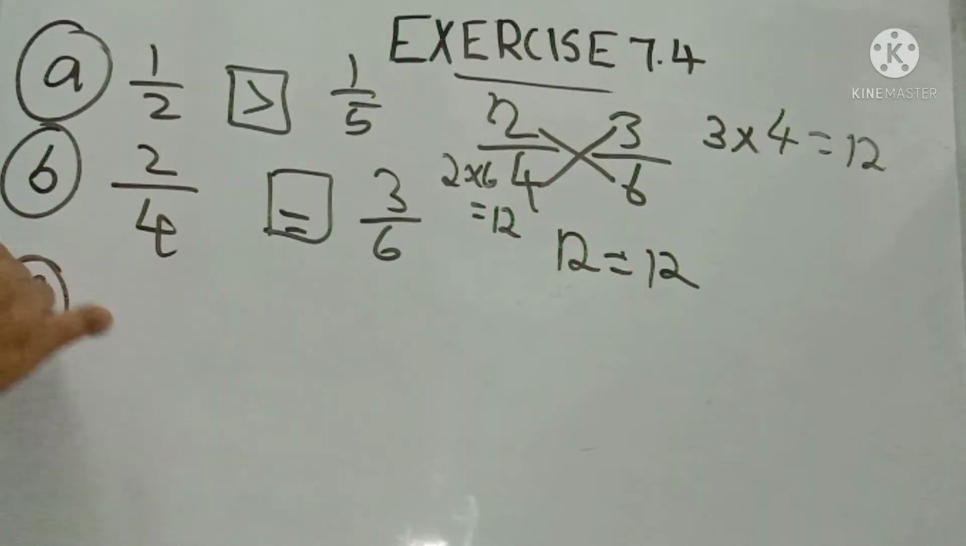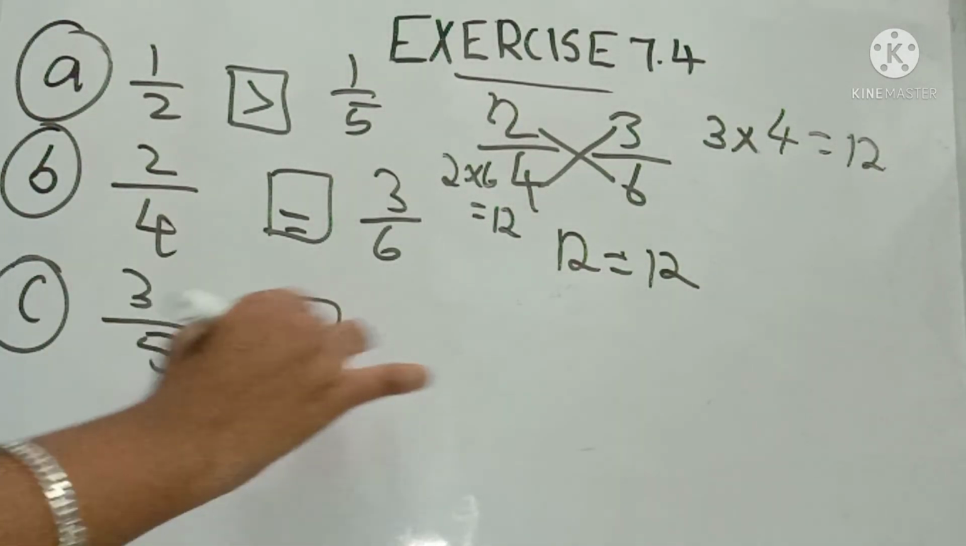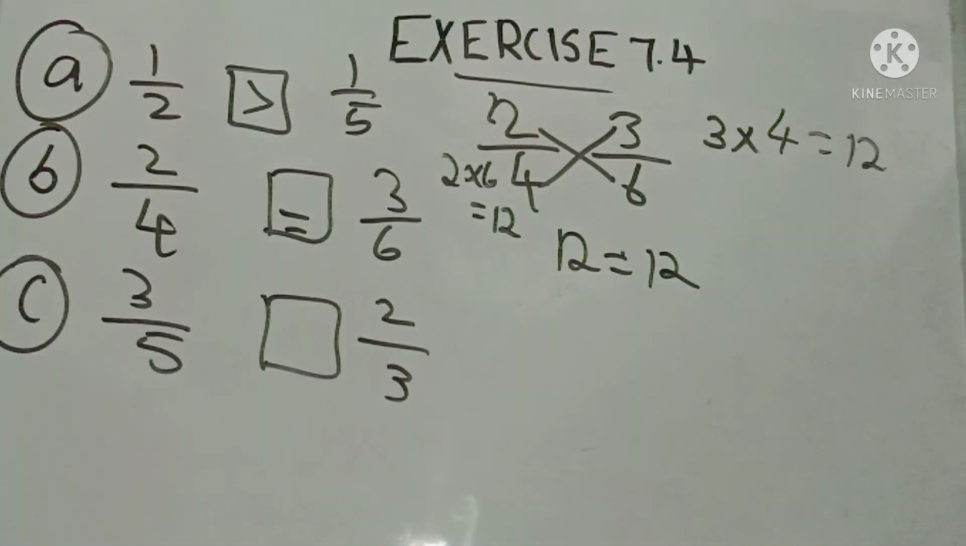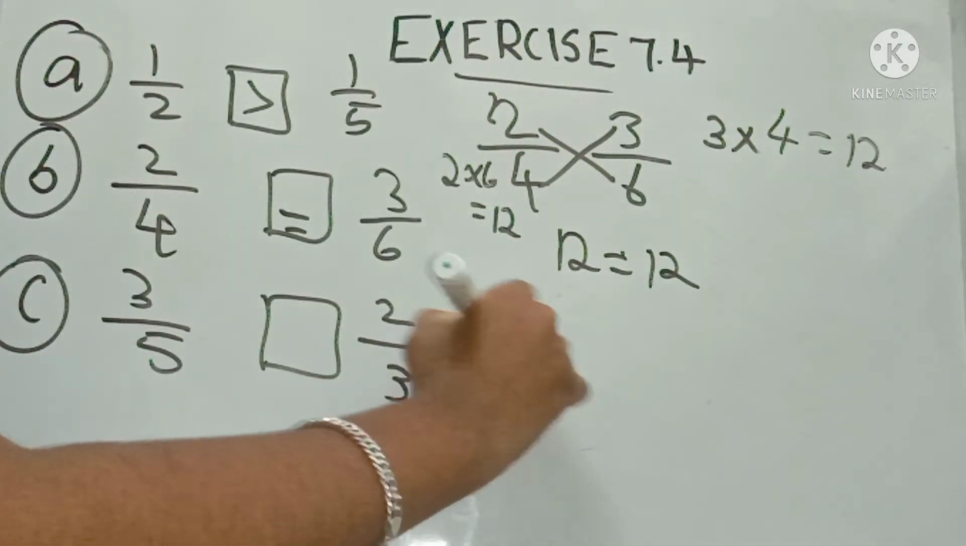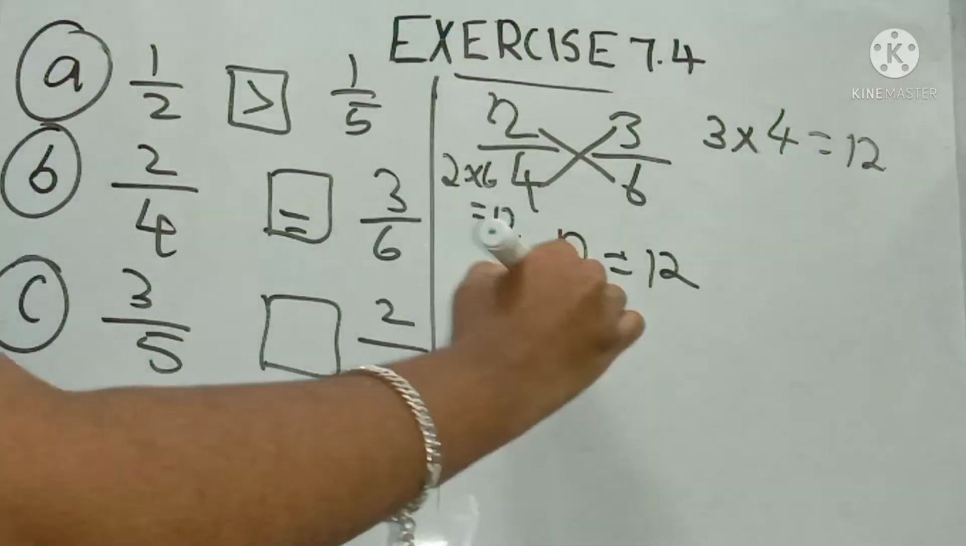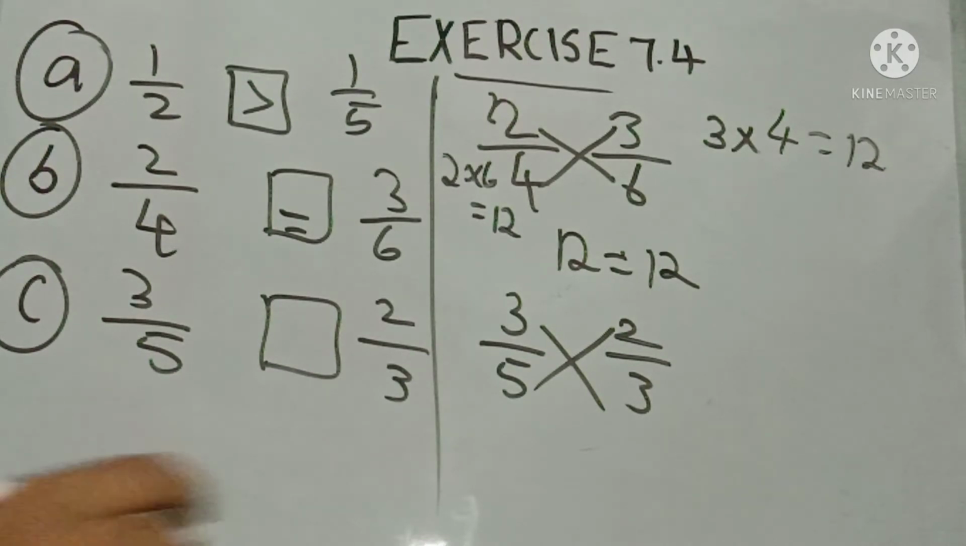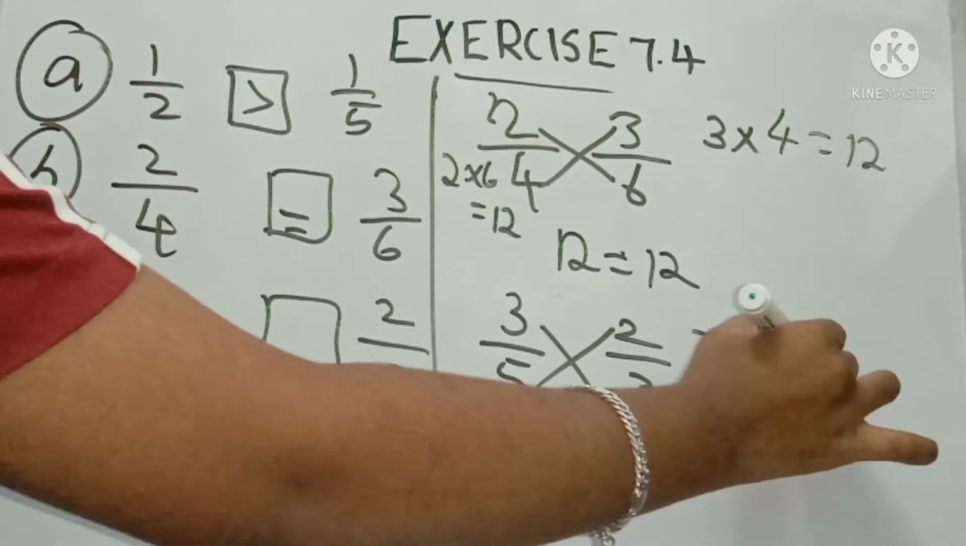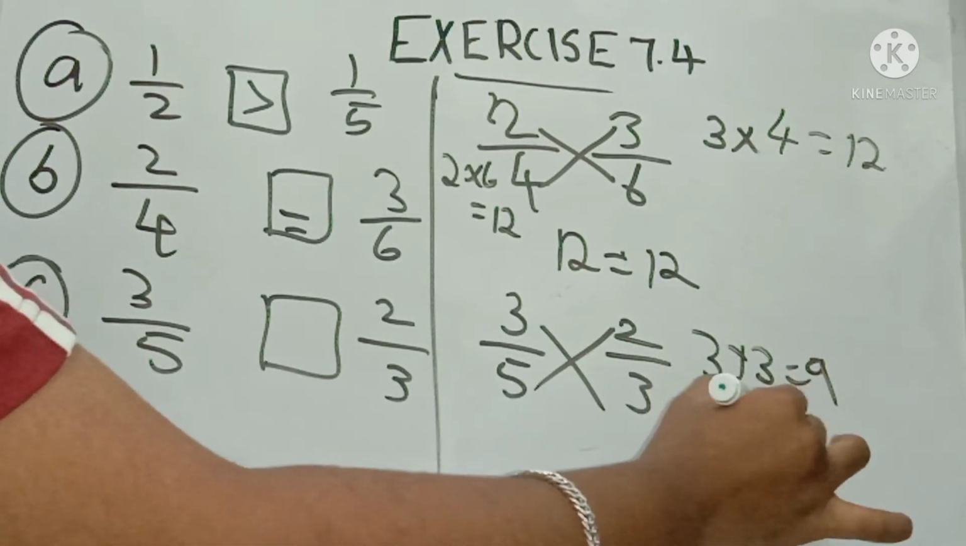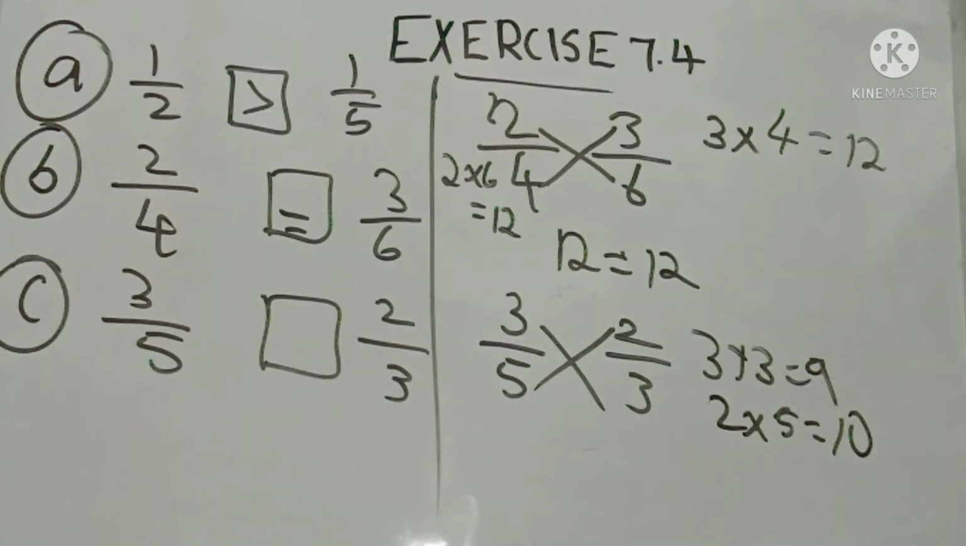Next is C. 3 by 5 and 2 by 3. We want to cross multiply 3 by 5 and 2 by 3. 3 3s are 9 and 2 5s are 10. So 2 by 3 is greater than 3 by 5. Okay, got it. One more question we will do here.